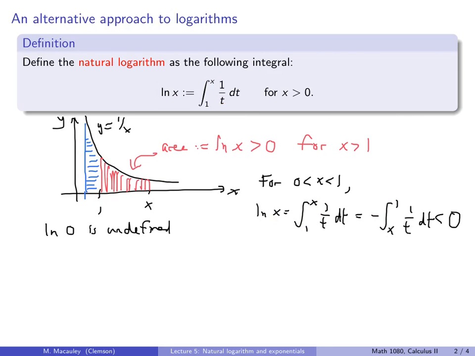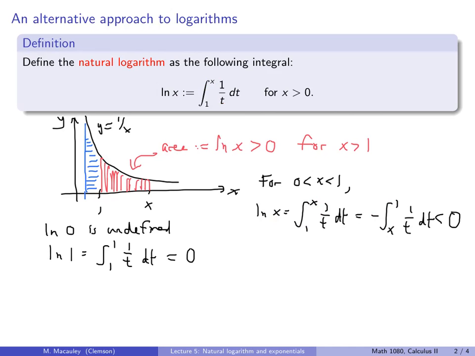And let's see, is there anything else we want to say? Oh, what about natural log of 1? Clearly, natural log of 1, using this definition, is the integral from 1 to 1 of 1 over t dt. And that's equal to 0, of course.